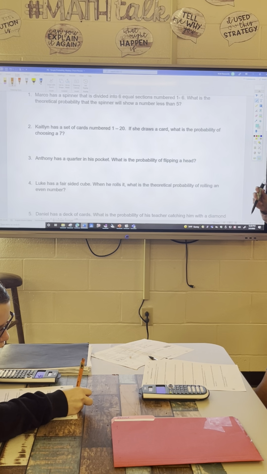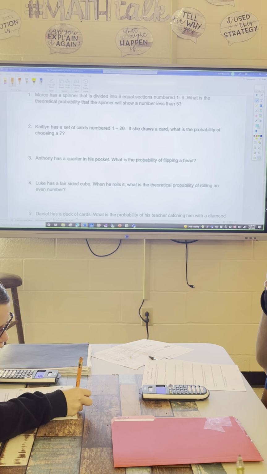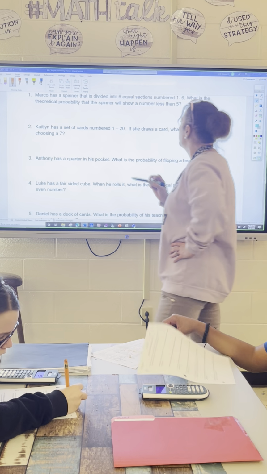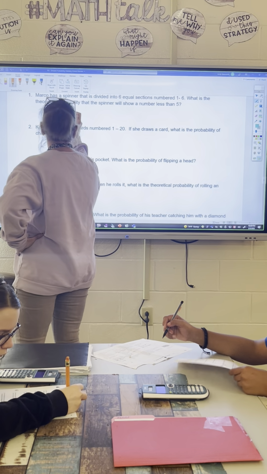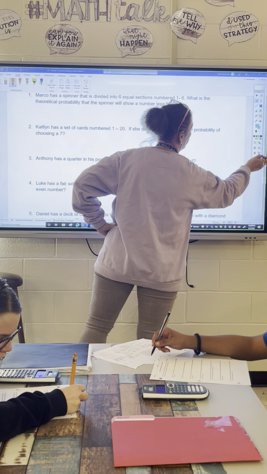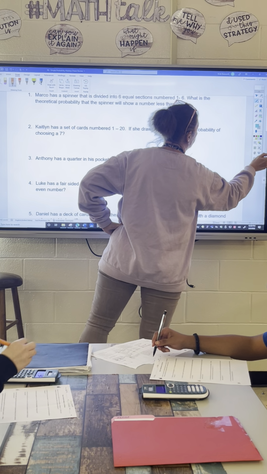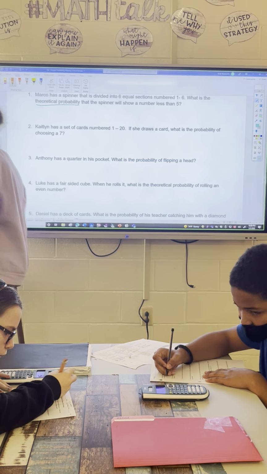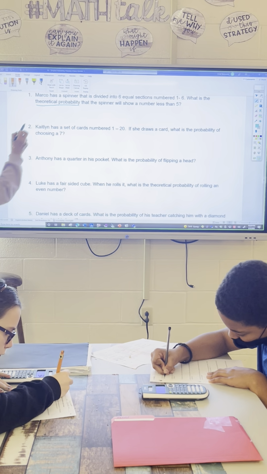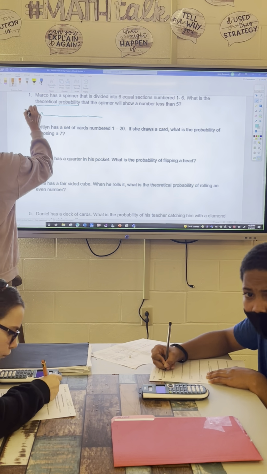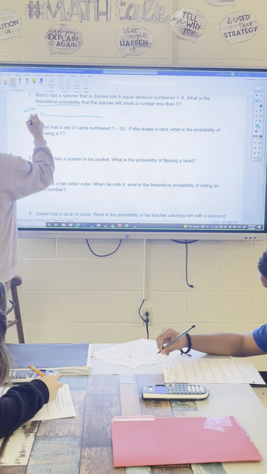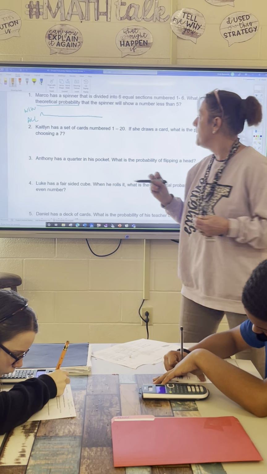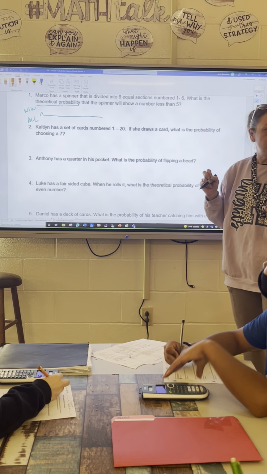All right, number 1. Marco has a spinner that's divided into 6 equal sections, numbered 1 to 6. What is the theoretical probability that the spinner will show a number less than 5? Theoretical probability. I want you to underline the words theoretical probability. Theoretical probability tells me that my bridge map will be what I want over all I have.